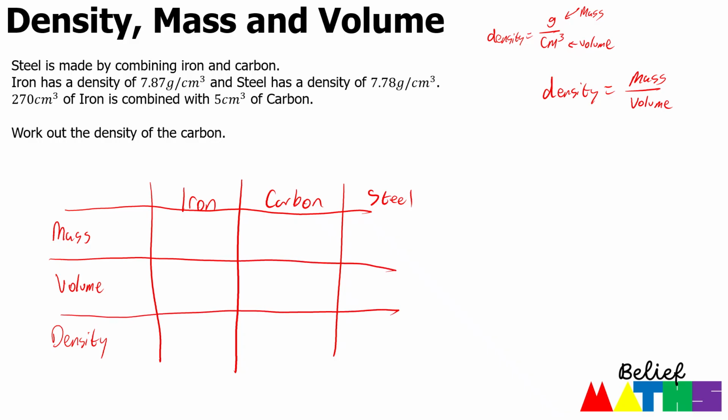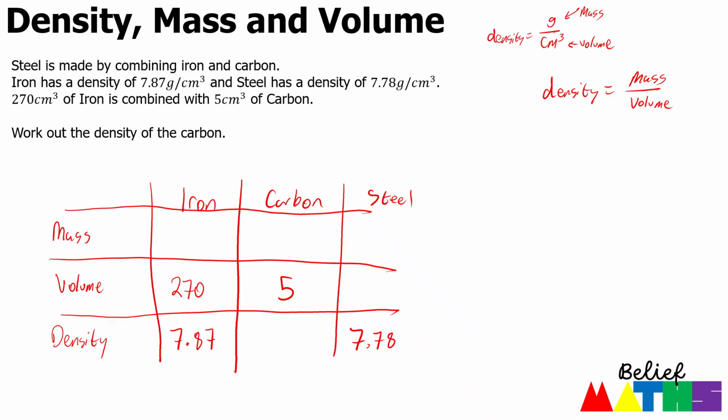So iron has a density of 7.87. So iron density 7.87. Steel has a density of 7.78. 270 centimeters cubed of iron. Well, that's a volume, so that's 270 centimeters cubed. So we don't need the units. And then 5 centimeters cubed of carbon. So that's 5 in there. Work out the density of carbon.